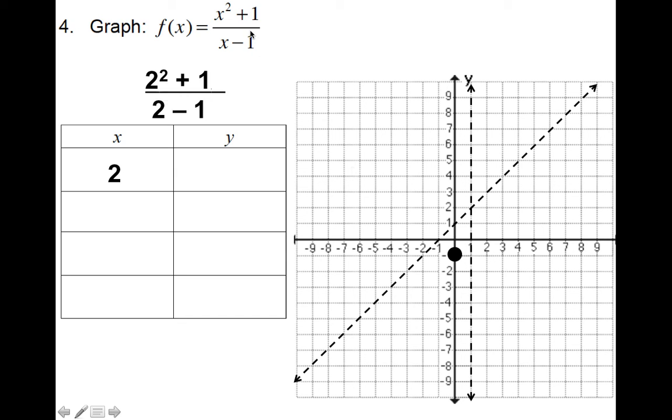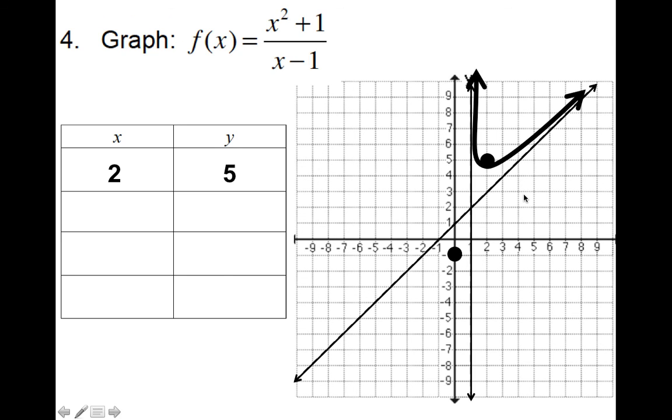When you plug the 2 in, you get 2 squared, which is 4, plus 1, which is 5. So you have 5 divided by 2 minus 1, which is 1, which gives you 5. So when we plot (2, 5), that is our second point. So you should be able to see that the graph is going to curve through here and curve through here.